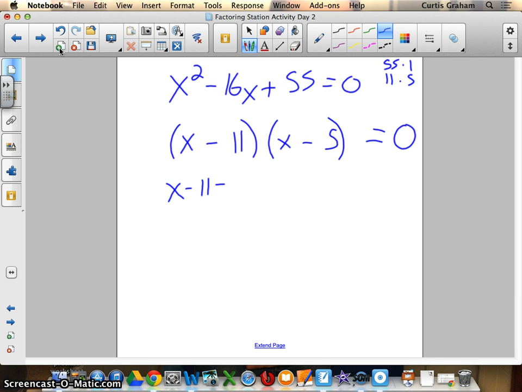Next, I set them equal to 0. X is equal to 11. And I set this one equal to 0. X is equal to 5.